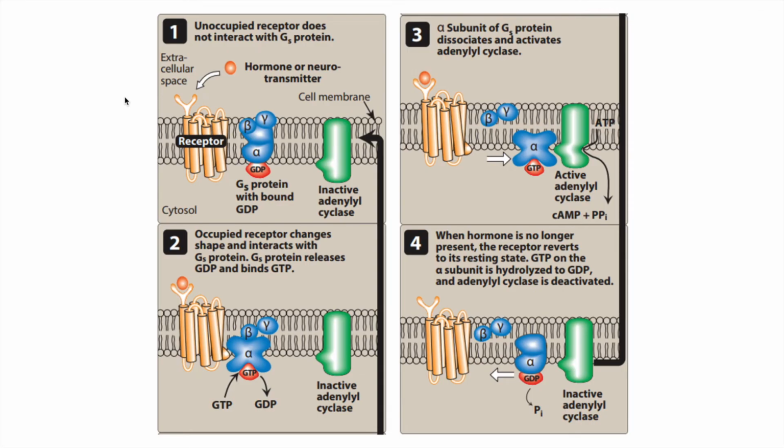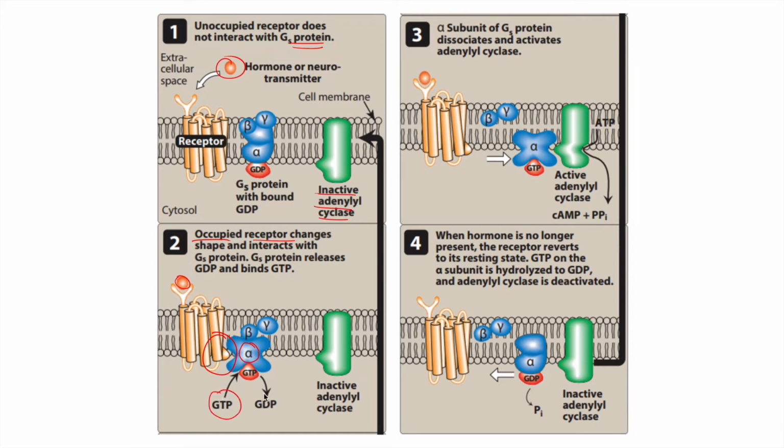So let's take a look at what a receptor and a drug interaction could look like. So first of all, an unoccupied receptor does not interact with the protein, right? There's the drug in the extracellular space or a hormone or neurotransmitter. The receptor is unoccupied and there's no activity here. There is an inactive state on the cell membrane. But once the receptor is occupied, it changes its shape, right? The drug attaches itself, the neurotransmitter or hormone attaches itself to the receptor, it changes shape and affects this alpha subunit of this GS protein on the cell membrane.